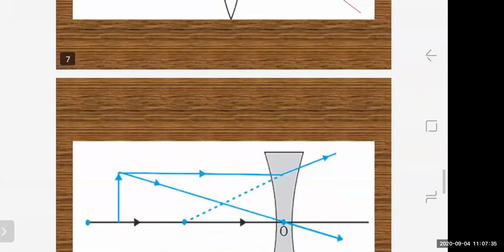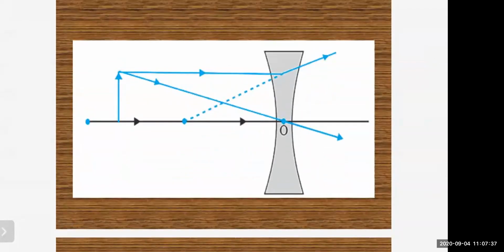Now let us see the concave lens. If I take a concave lens, the rules are different here. What are the rules for obtaining an image formed by a concave lens? You can see the concave lens in the diagram. So here, the first rule: when the incident ray is parallel to the principal axis, the refracted ray when extended backwards passes through the principal focus. So if you extend this ray backwards, it will pass through the principal focus.